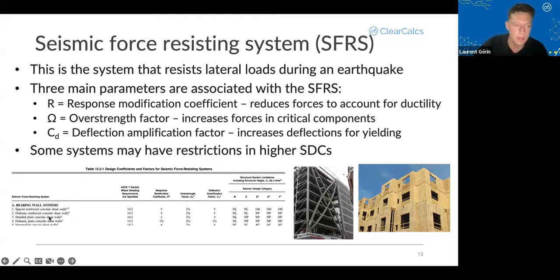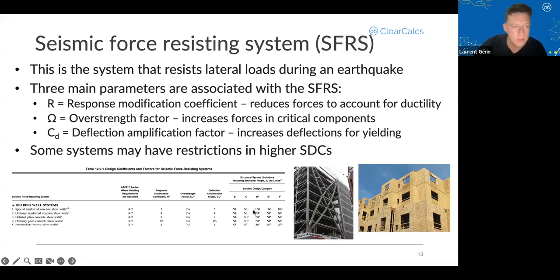So if we look at, say, ordinary reinforced concrete shear walls, seismic design categories B and C, you'll see NL. That means no limit. So you can build your building with ordinary reinforced concrete shear walls as high as you want. If you're in categories D, E, and F, you see NP, not permitted. So you actually can't use the system. The code doesn't let you use that system to resist your seismic forces.